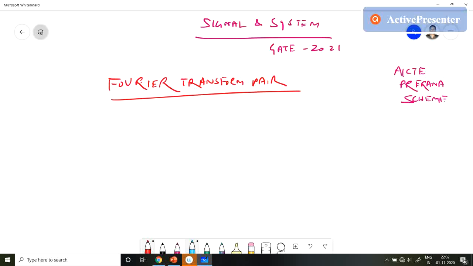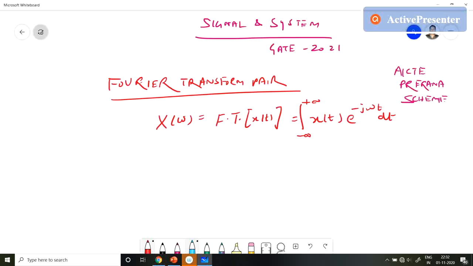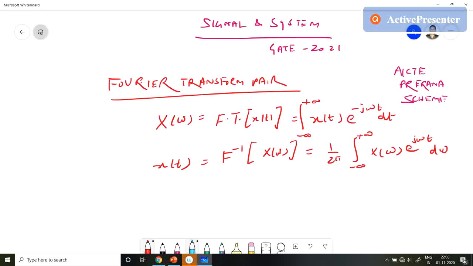So the Fourier transform pair is: we have X(omega), which equals the Fourier transform of x(t), and it can be written as the integral from minus infinity to plus infinity of x(t) e raised to the power minus j omega t dt. And if we find the inverse Fourier transform, that is, if we find x(t) from X(omega), then it is simply the Fourier inverse of X(omega), which equals 1 divided by 2 pi times the integral from minus infinity to plus infinity of X(omega) e raised to the power j omega t d omega. So this is basically the Fourier transform pair.